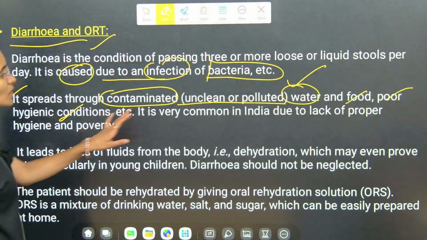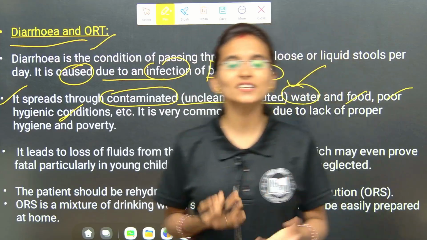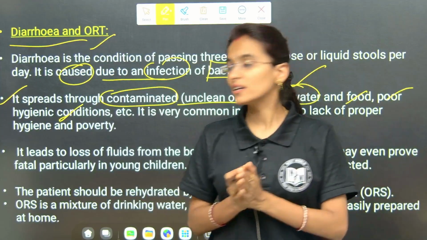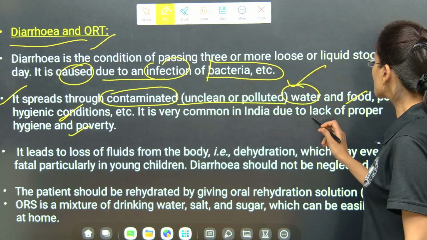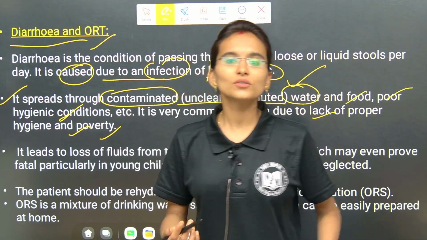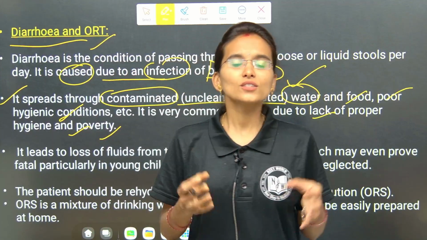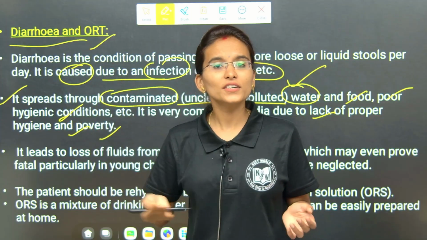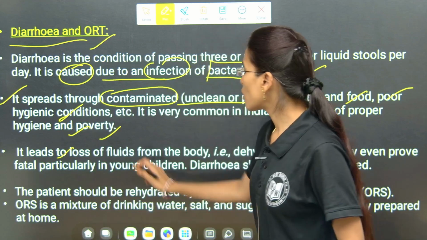It is very common in India. The diarrhea disease is more common in India. Why is it so common? Due to the lack of proper hygiene and poverty. Due to the lack of proper hygienic food and proper hygienic water. Due to improper hygienic conditions, diarrhea affects mostly India only. And next, it leads to loss of fluids.